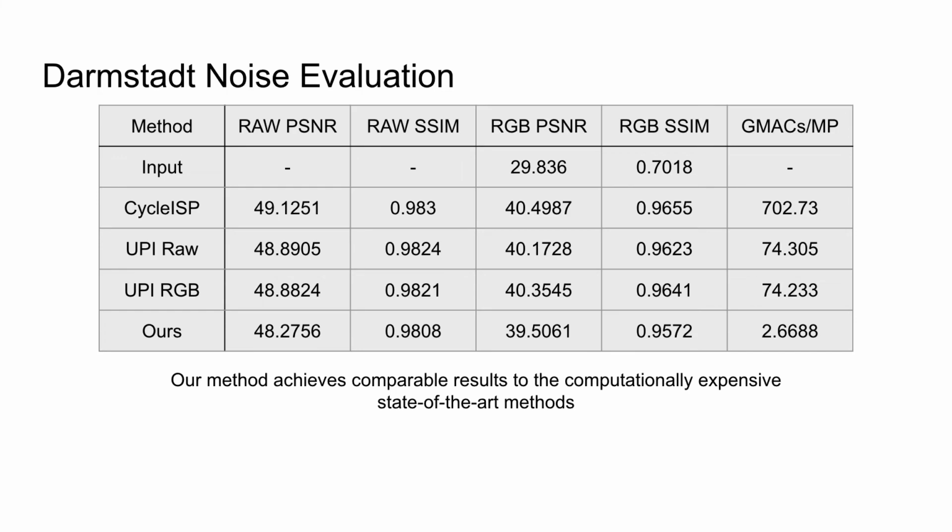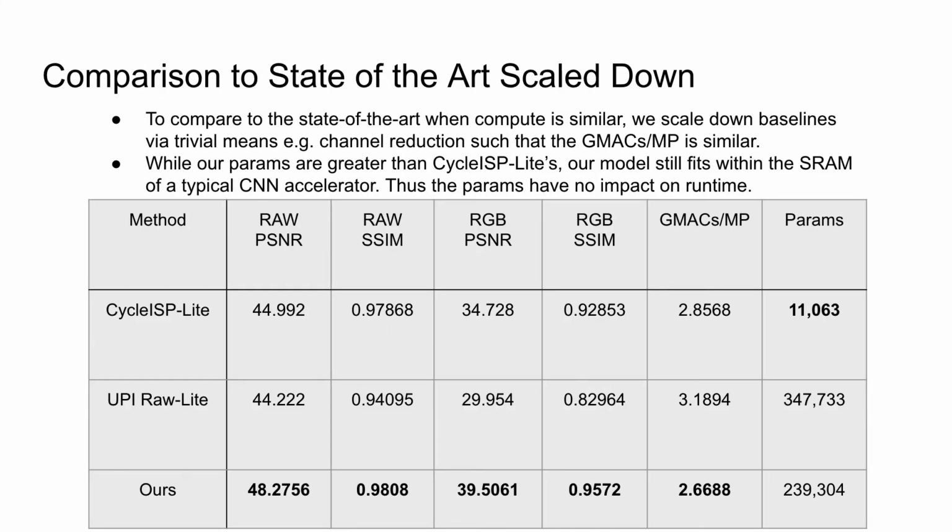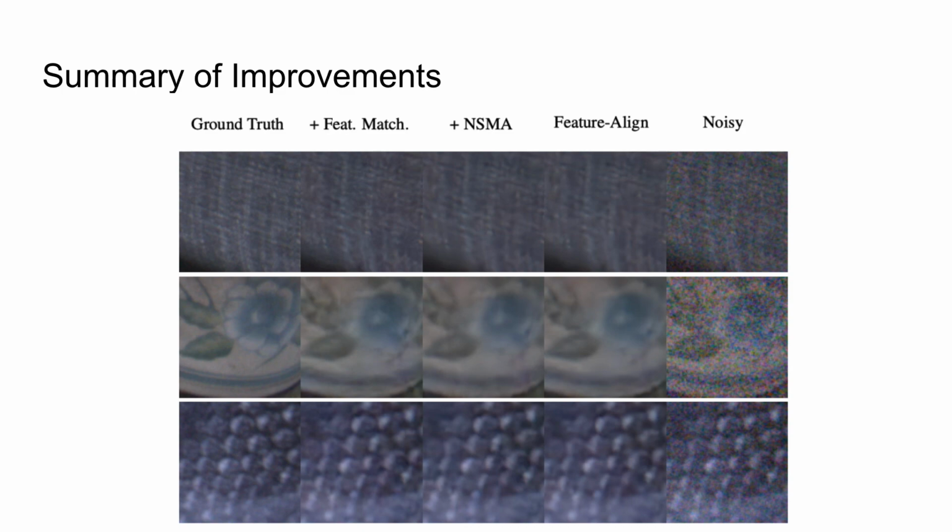For a fair comparison, we also scale down the prior state-of-the-art such that the gigamax per megapixel is the same as our network or slightly higher, and they are scaled down by trivial means such as channel reduction. As you can see, when the compute is similar, our network is much better in these traditional metrics, and although the parameter count of Cycle ISP Lite is lower than our network, as mentioned before, this is a trivial difference because both networks will fit within the typical SRAM size of a CNN accelerator. This is the summary of our improvements, including the effect of the feature align layer, the effect of the noise subrange model array, and then the effect of the feature matching loss from right to left.